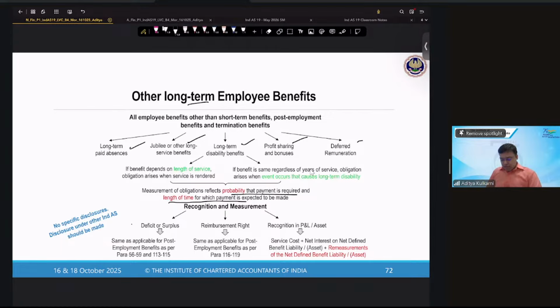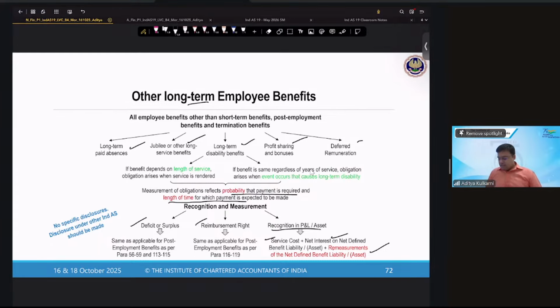You will again calculate a deficit or surplus. Same thing. You will again calculate a reimbursement, if it is there. Same thing. The only thing is you will recognize everything in the P&L. Nothing will go in OCI. That means service cost will go in the P&L. Net interest on the benefit liability or asset will go in the P&L. Remeasurement of the net defined benefit liability or asset, this also will go in the P&L.